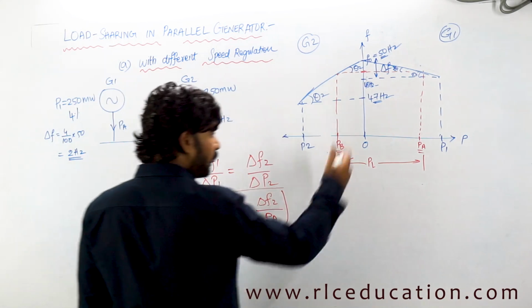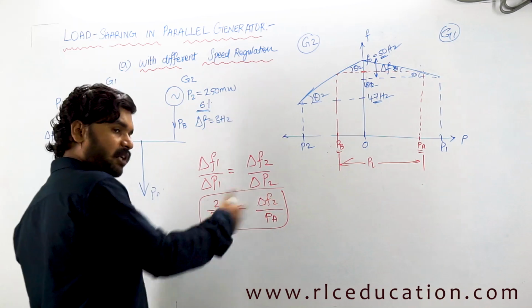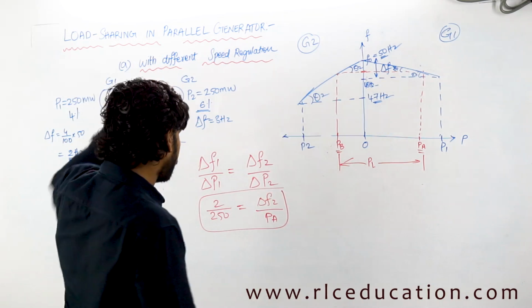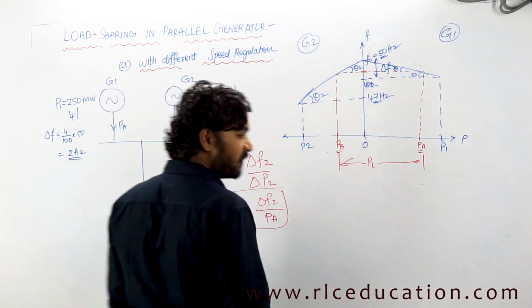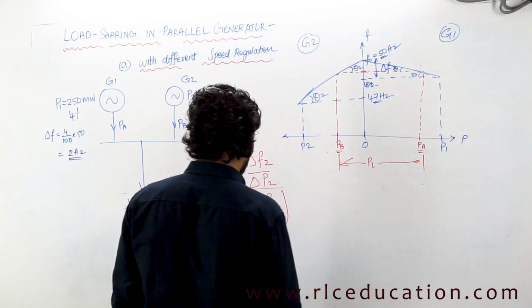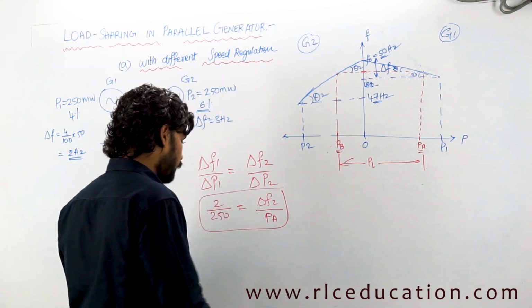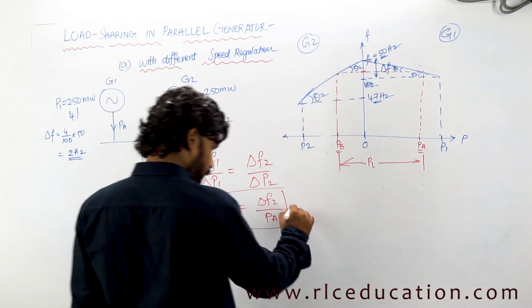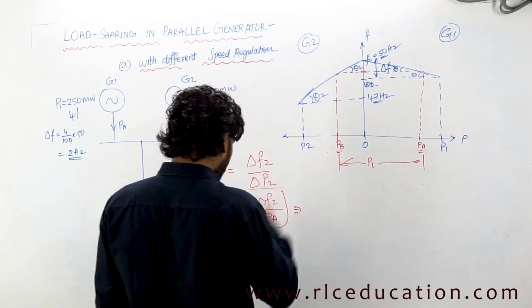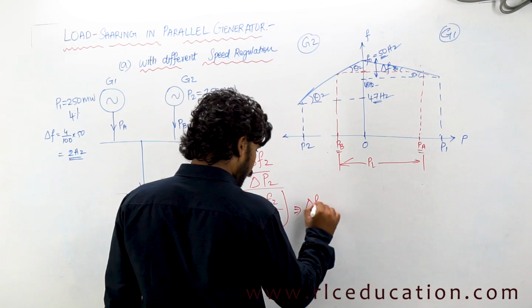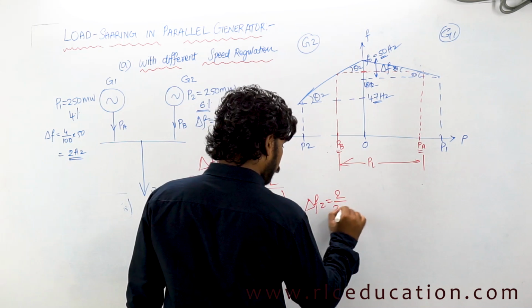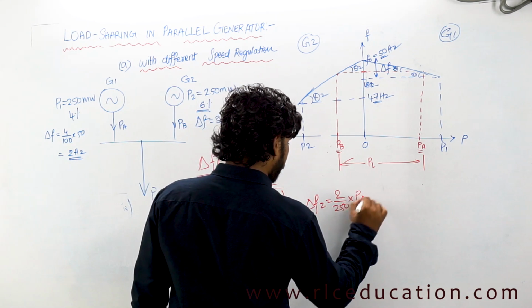In the same way I can define it for generator 2 also, and upon solving, without actually having to draw this graph and take tan theta, I can directly come up with the conclusions, isn't it? Simply solve it directly and you will get the value of the required frequency or load. Let me do that also. So delta F2 would be equal to 2 by 250 into PA.